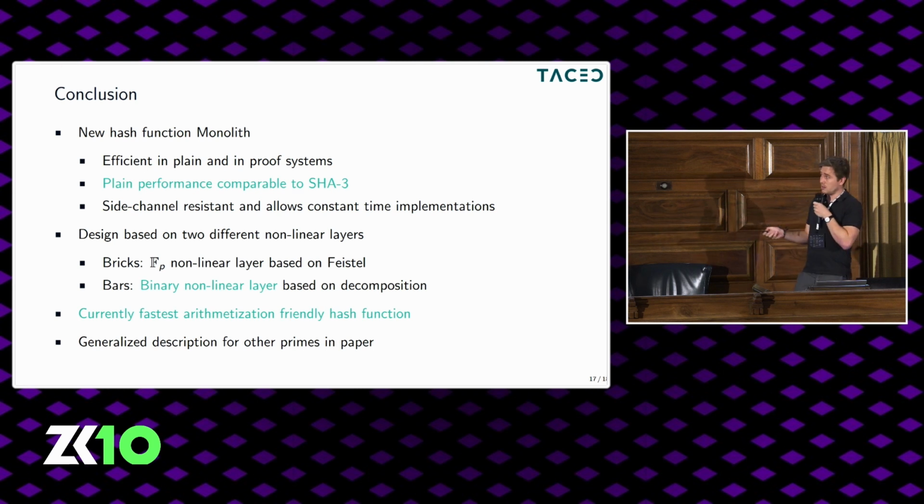Our design is built using two different nonlinear layers. The bricks layer is a standard nonlinear layer like those used in many other hash functions. And in the bars layer, we decompose into bits for the first time, and that gives us a lot of advantages in plain performance. So, as I said, it's currently the fastest zero-knowledge-friendly hash function for just plain hashing. And in our paper, we actually have a more generalized description. We're not only focusing on the Goldilocks prime field, but on the Mersenne prime field as well, and similar primes can also be instantiated with our new hash function.